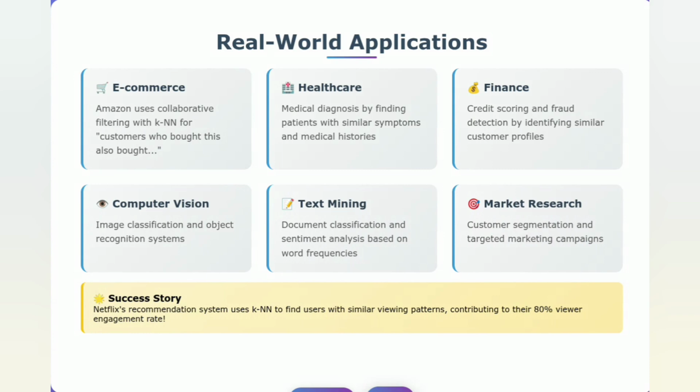In computer vision, KNN helps with image classification and object recognition. It's also widely used in text mining for document classification and sentiment analysis, where documents are compared based on their word frequencies or semantic similarity.